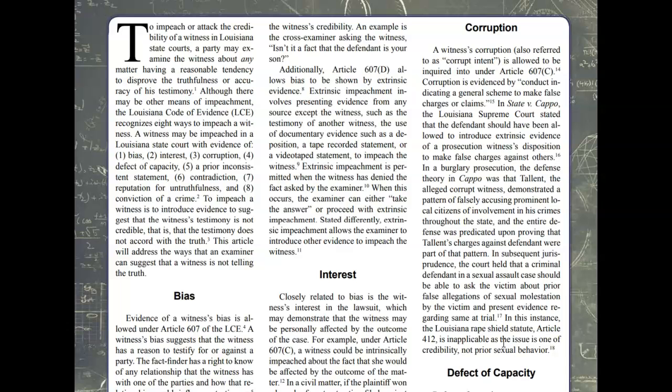Corruption is a very specific type of impeachment. It's based on the State versus Capel case where the Louisiana Supreme Court allowed testimony about the prosecution witnesses' disposition to make false charges against others. This is a very, very narrow fact pattern, and corruption has been limited basically to facts that are very similar to State versus Capel.